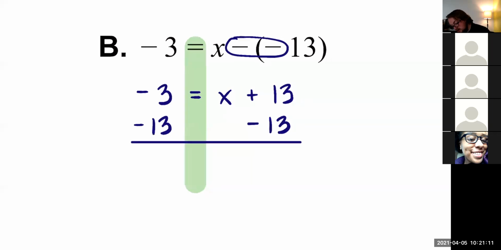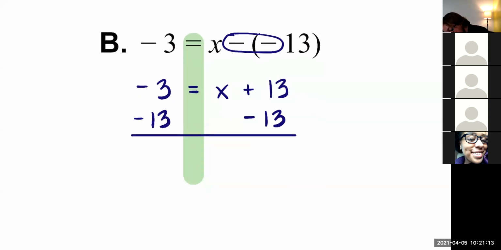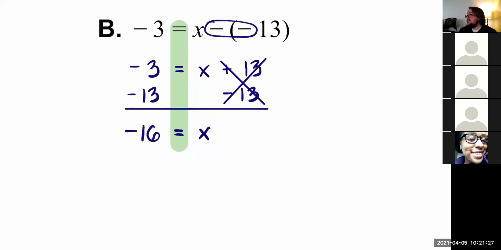So on the left here, negative 3 take away 13 is going to give me a negative 16. X just falls on down. 13 minus 13 is 0, which is why we don't see it anymore. But here's the thing, and it seems silly, maybe for some.